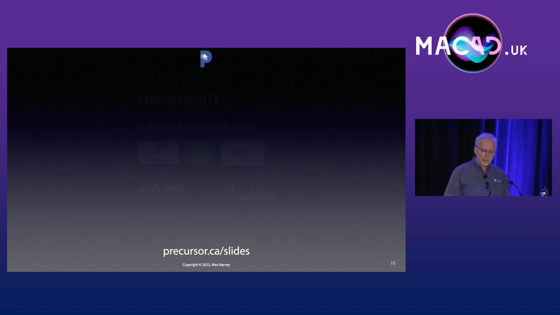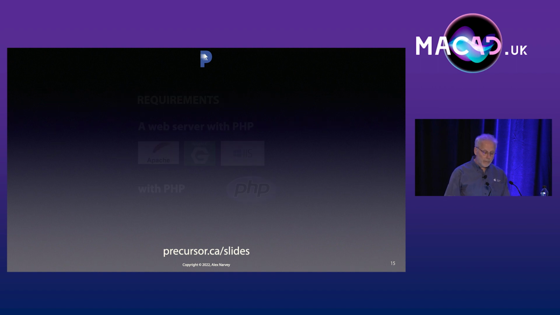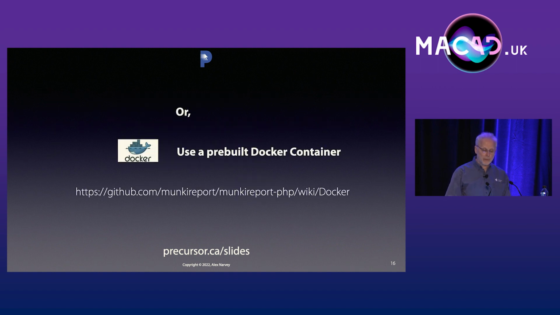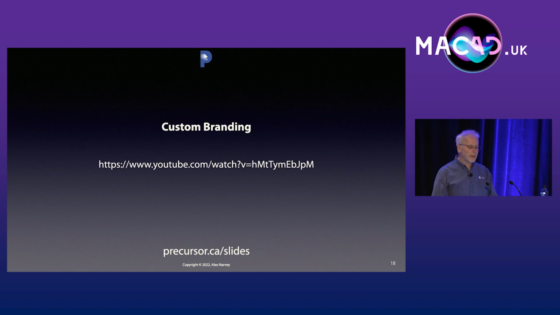To serve Munkireport, you just need a web server with PHP. That web server can be Mac OS, Windows, or Linux. Or if you don't want to set up and maintain a web server, you can use a pre-built Docker container, no muss, no fuss. Munkireport is localized for various languages. And there's some room for custom branding so that your reports look just the way you want.